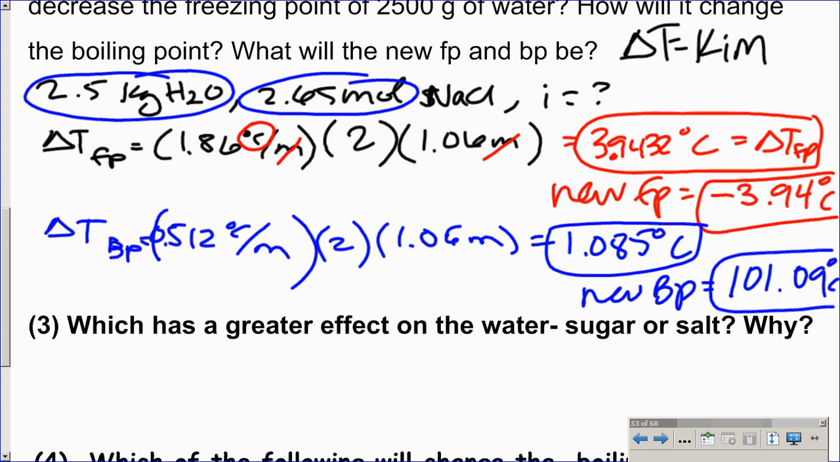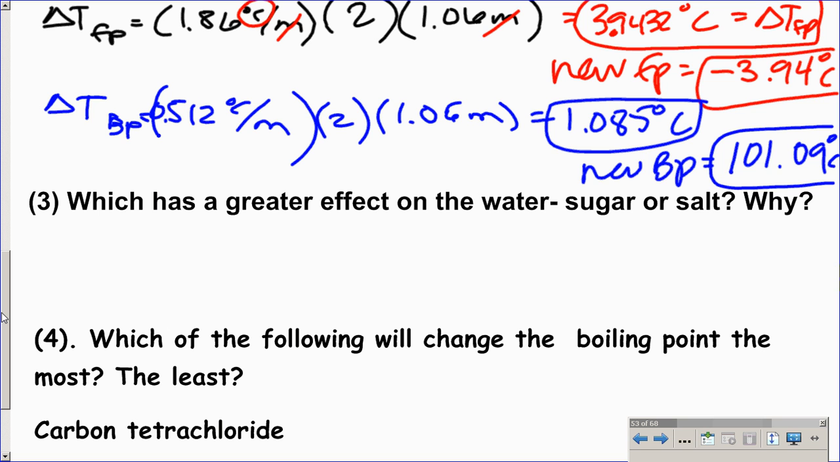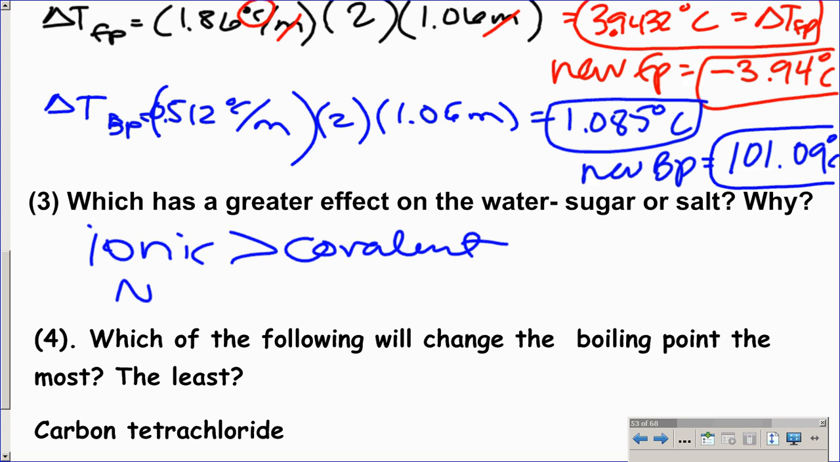Okay, so based on your calculations, which has the greater effect on water? Which substance? Sucrose or salt? Salt, right? So ionic is always better than covalent, okay? So in this case, sodium chloride made a bigger impact, more significant delta T than the sucrose sugar, okay?